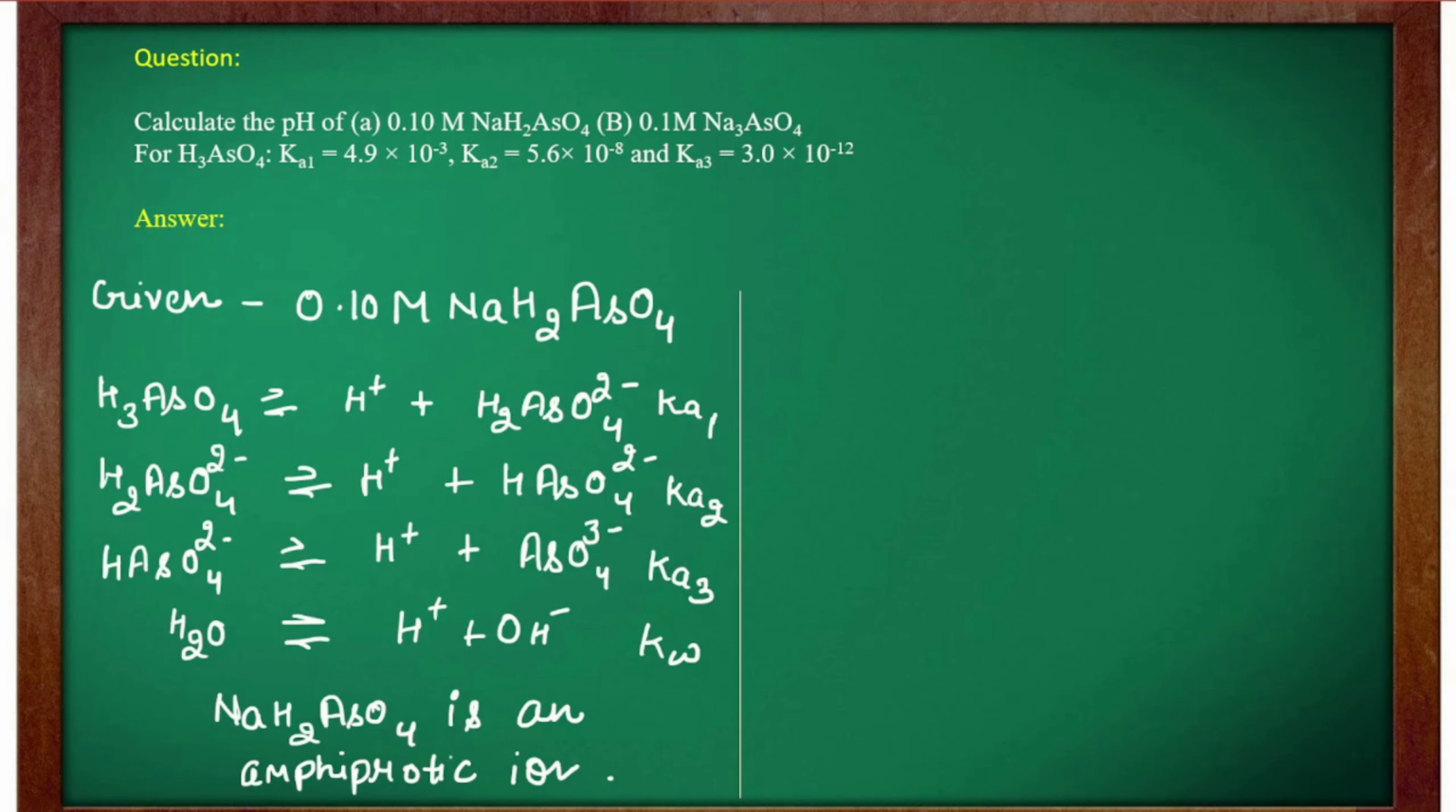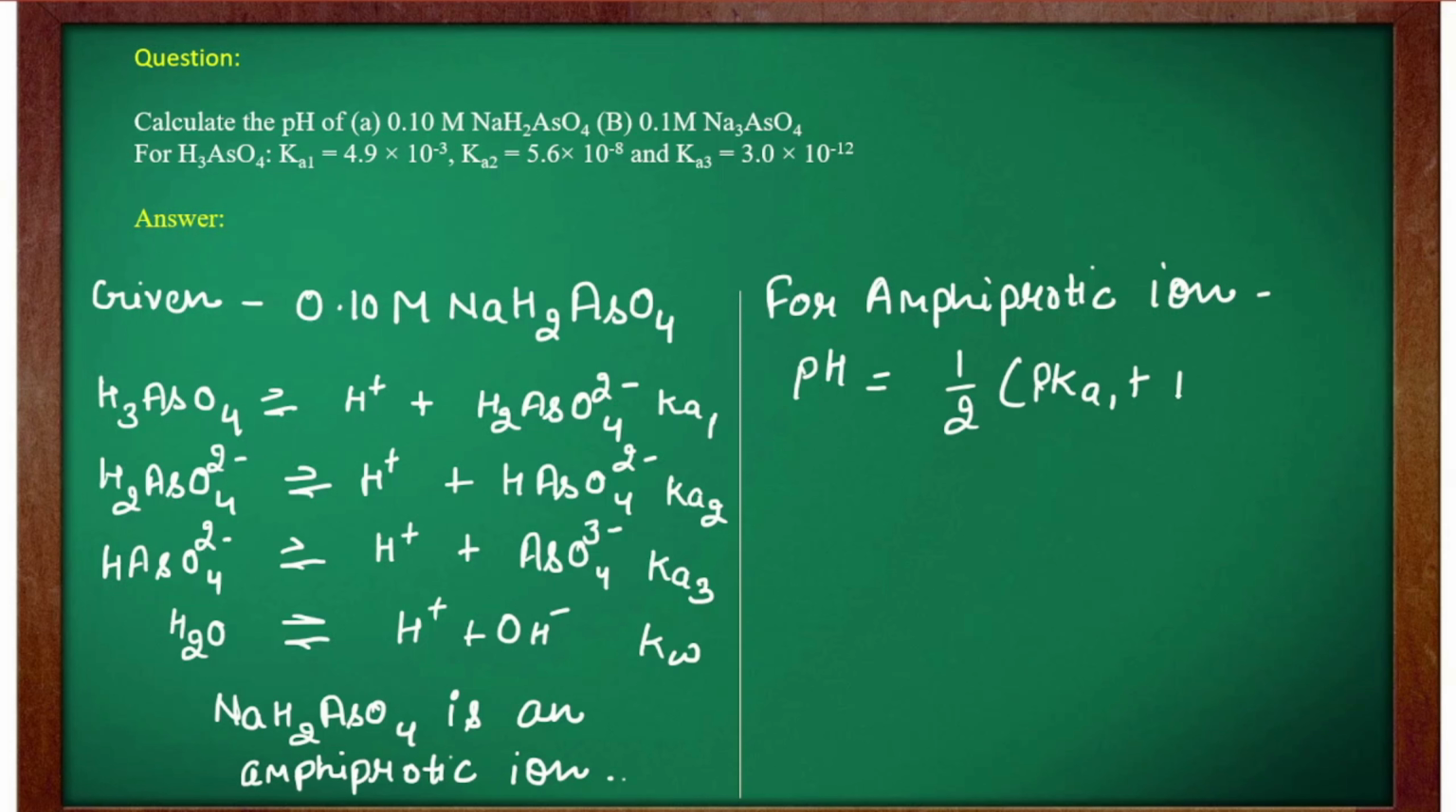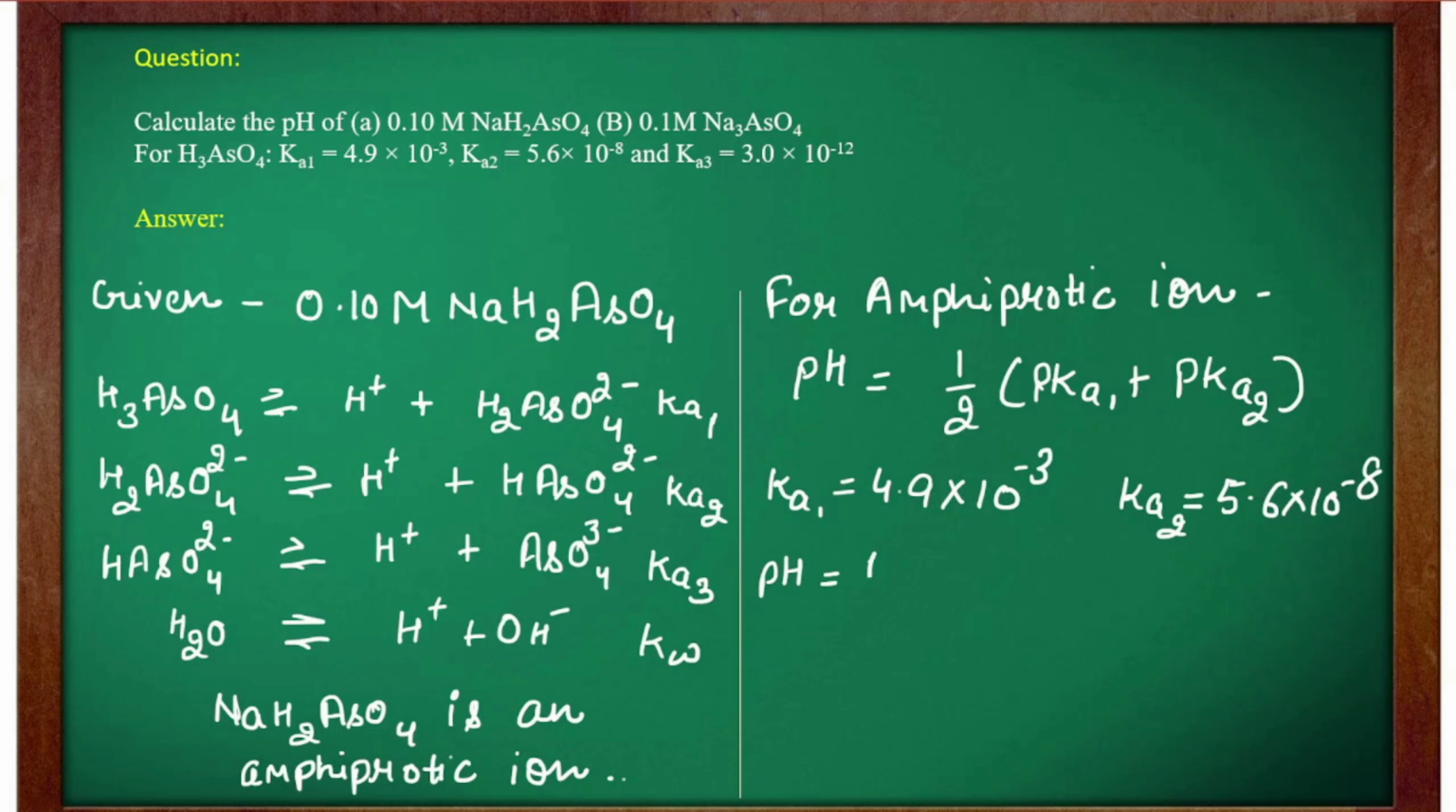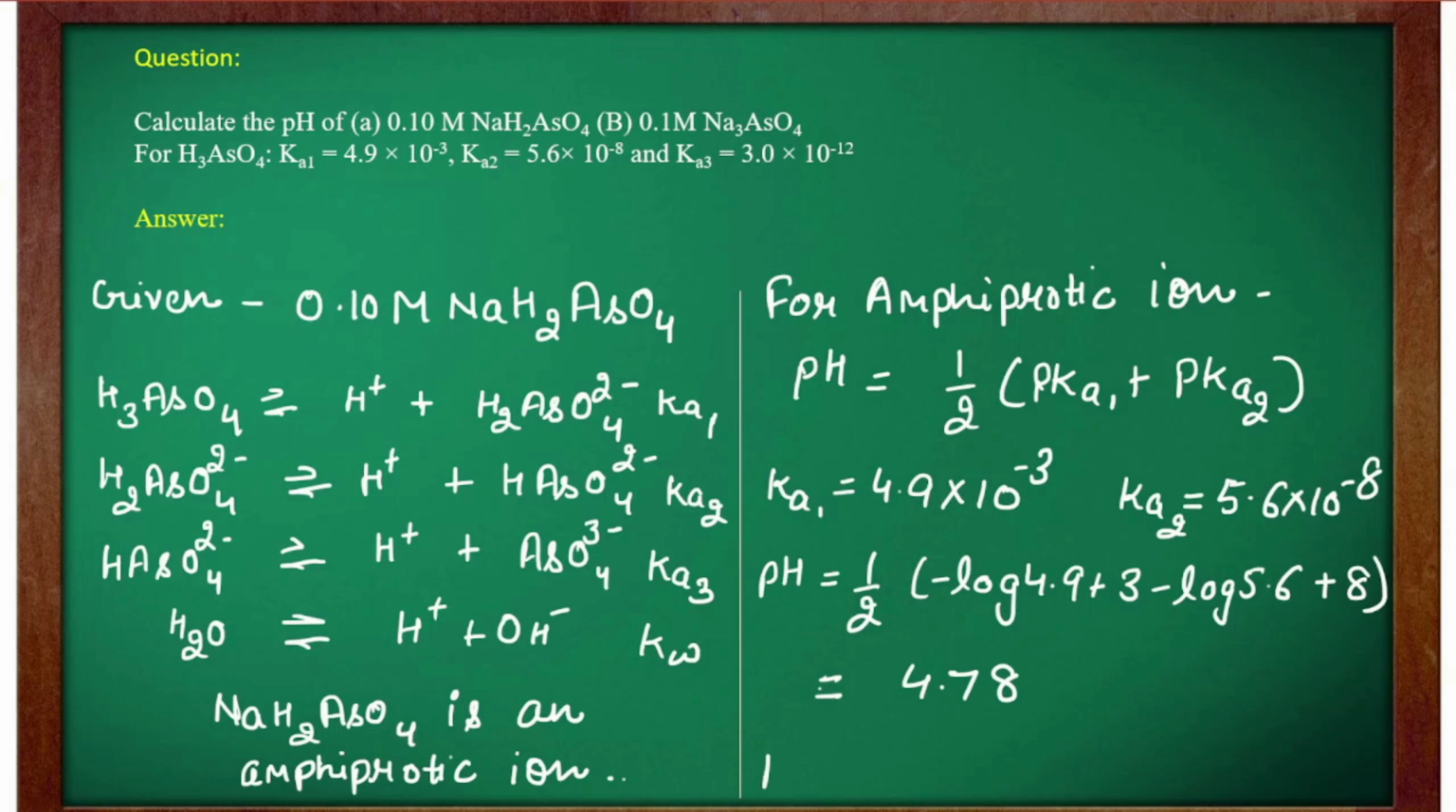As we see, dihydrogen arsenate is an amphiprotic ion. An amphiprotic ion is an ion which can accept or lose a proton. The pH of an amphiprotic ion can be calculated using the half sum of pKa1 and pKa2. On putting the Ka1 and Ka2 values, we get a pH equal to 4.78. Answer: the pH of sodium dihydrogen arsenate is 4.78.